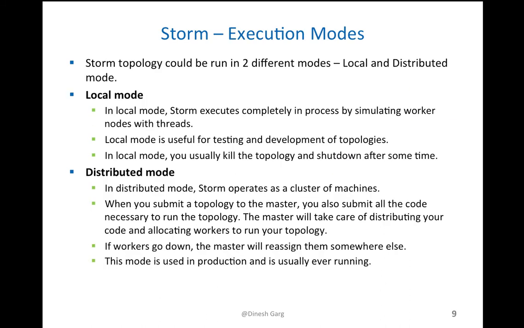There are 2 different modes in which you can run Storm. There's a local mode and a distributed mode. In local mode, Storm executes completely in process by simulating worker nodes with threads. Local mode is usually used in testing and development of topologies. It's not really used in production. It's the distributed mode that you would usually use in the production environment, where Storm operates as a cluster of machines.